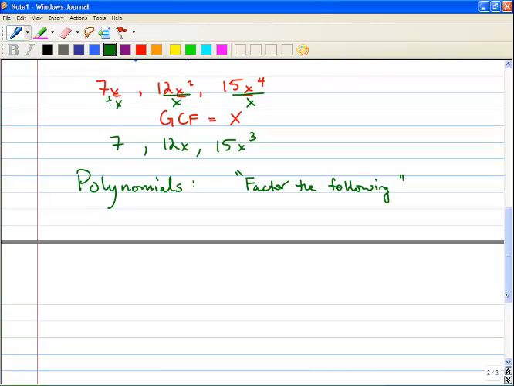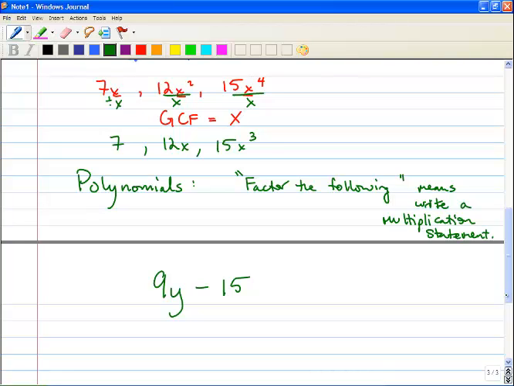Factor the following means write a multiplication statement. So if we get a polynomial like this, 9y minus 15, well, how can we write this same polynomial as a multiplication statement? Well, we ask ourselves, what is common, or what is the greatest common factor?